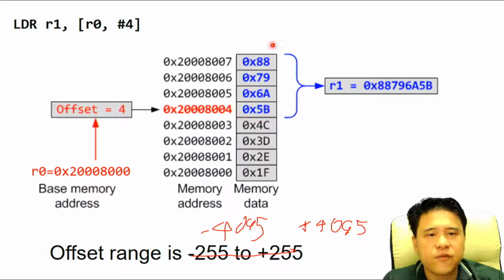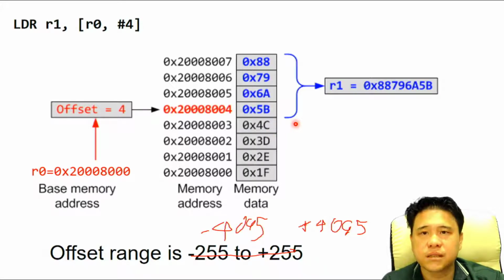If the information stored is 0x5b, 0x6a, 0x79, and 0x88, then they will copy these 4 addresses and store them into R1. Right now R1 becomes 0x88796a5b. As I already told you, this is little endian, right? They use the little end to store first. Then when the address goes up, they store the more significant bits there. As you can see, they copy this and put it into here.